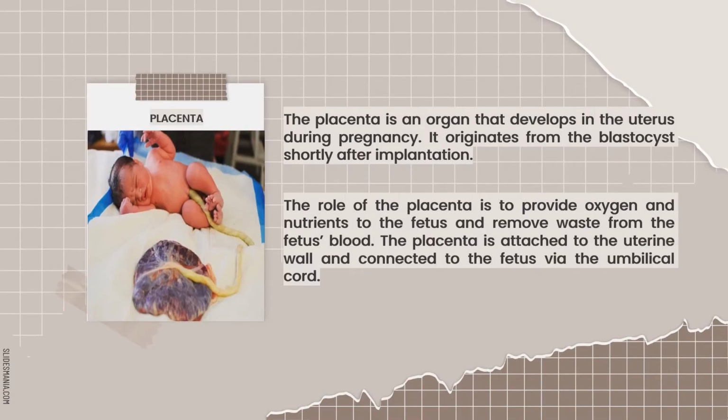But first, before discussing these two topics, I will be defining what is placenta. The placenta is an organ that develops in the uterus during pregnancy. It originates from the blastocyst shortly after implantation. The role of the placenta is to provide oxygen and nutrients to the fetus and remove waste from the fetus blood. The placenta is attached to the uterine wall and connected to the fetus via the umbilical cord. The picture provided here is what a placenta looks like.